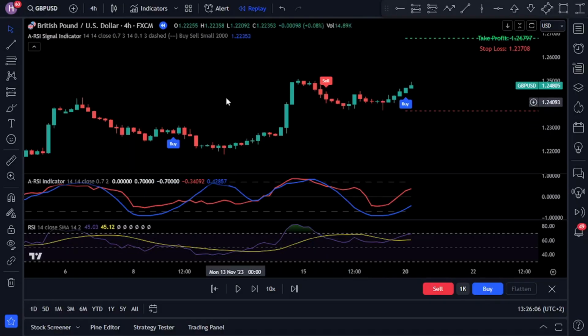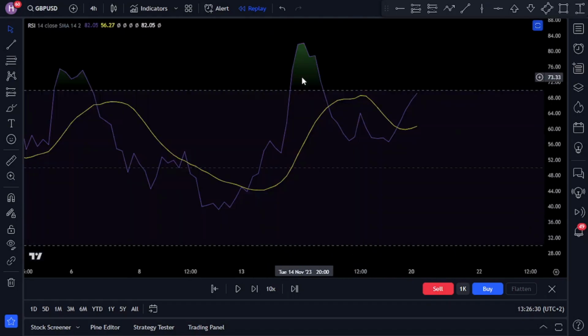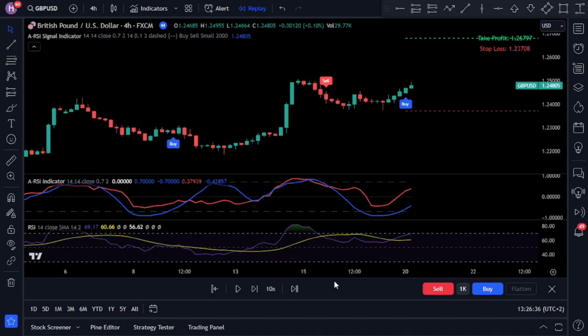Firstly, let's start off by looking at a trading example. On the chart, I've selected the British pound against the US dollar in the 4-hour time frame. For this example, I've already attached the advanced RSI indicator and signals plus a regular Relative Strength Index, or RSI, for comparison. The RSI is a classic indicator that gauges overbought or oversold market conditions based on recent price changes.